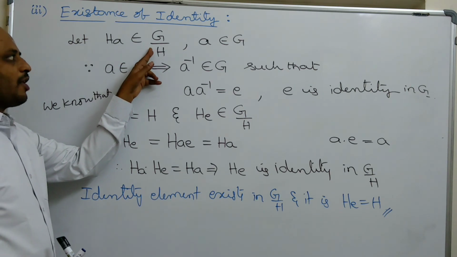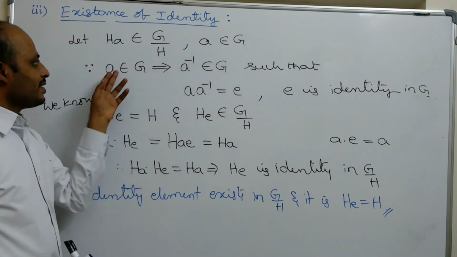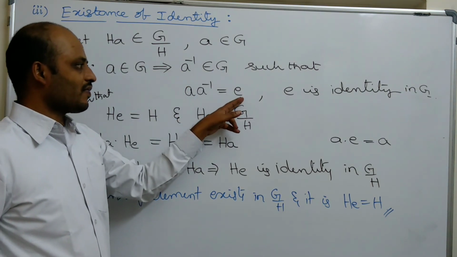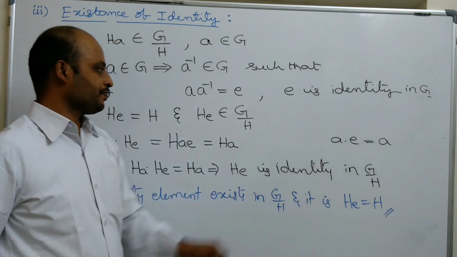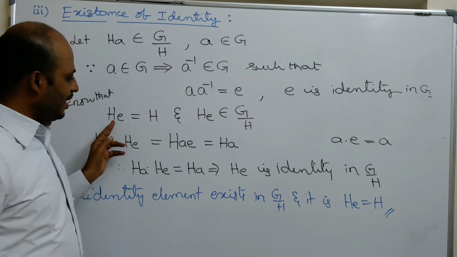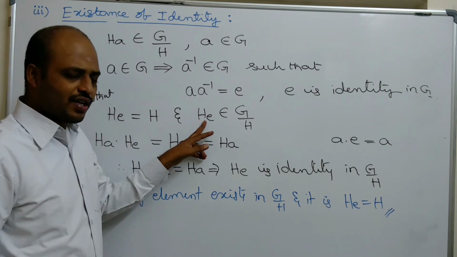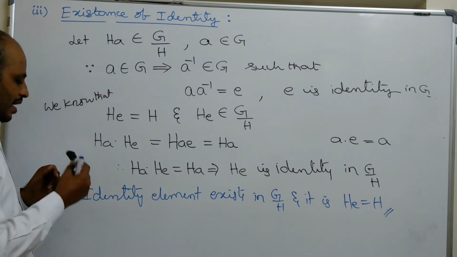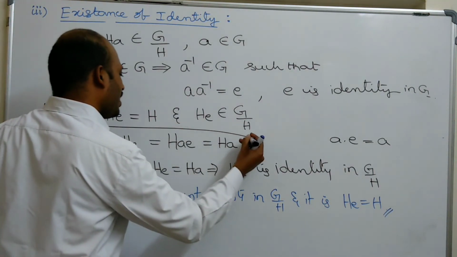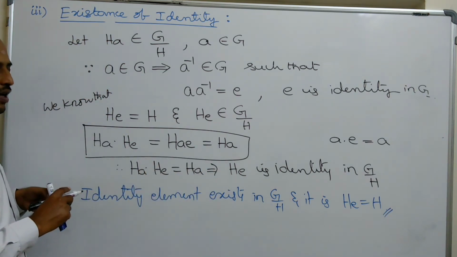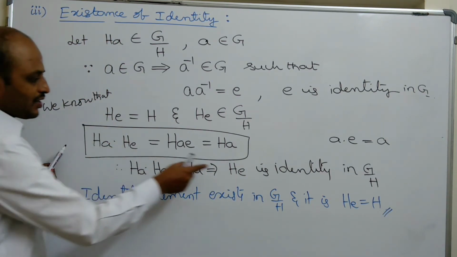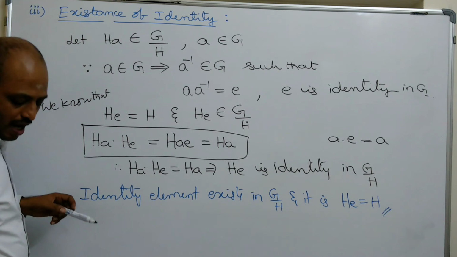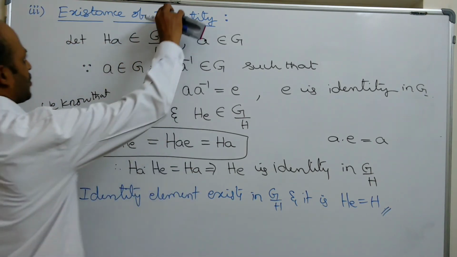Take an element Ha belongs to G by H, where a belongs to G. Since a belongs to G, then a inverse also belongs to G, such that a into a inverse is equal to e, where e is the identity element in G. We know the very basic property, He is equal to H. It is very clear, He is a right coset generated by e, which belongs to G by H. Now calculate Ha into He, which is equal to Hae, which is equal to He. This is the required one. This condition shows us He is the identity element in G by H. Therefore, the identity element exists in G by H, and it is He, which is equal to H.